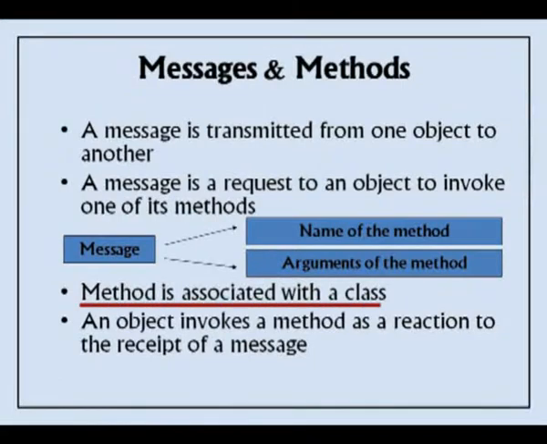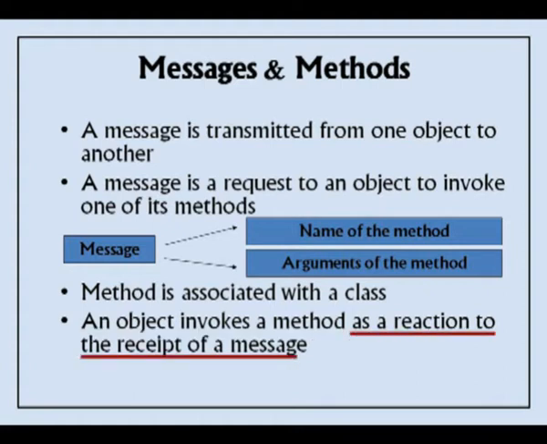Based on the message, on what the message asks the object to do, that particular method will be executed. And every method is associated with a class. We know every class defines some functions, and an object invokes a method as a reaction to the receipt of the message. So there are two objects involved in this message and method interaction. One object is a client which is requesting some service. It is the work of that object to send the message to the object which is supposed to do the work in response to this message.